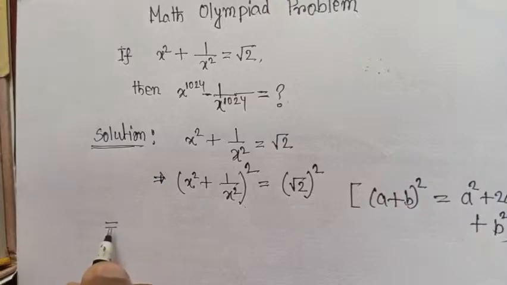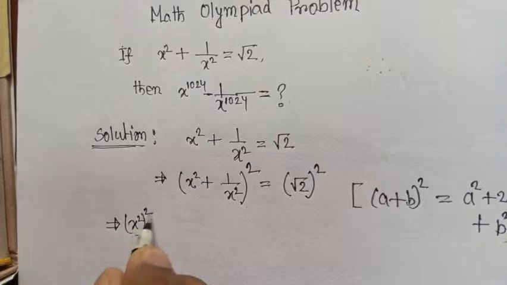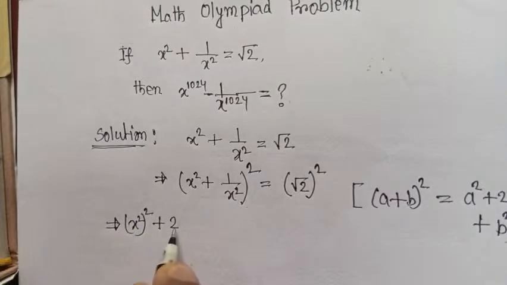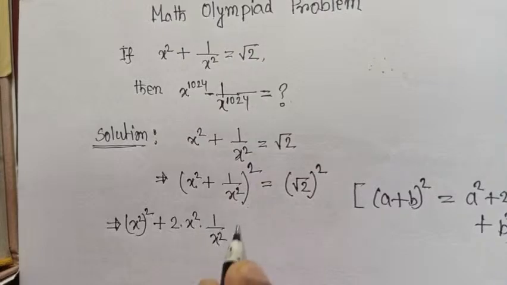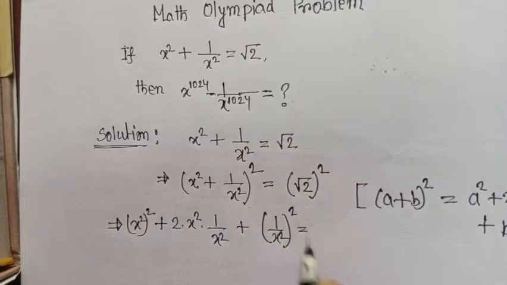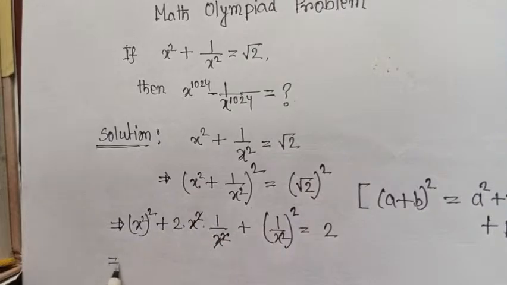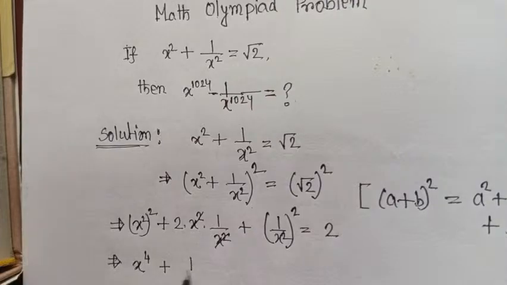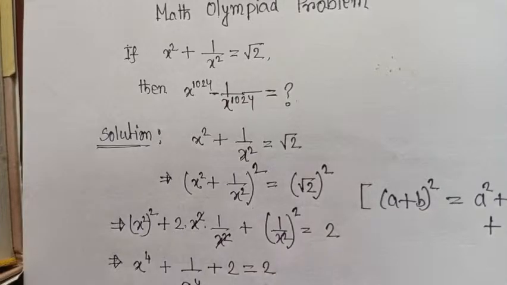Now if we expand this, we get (x square) whole square plus 2 times x square into 1 by x square plus (1 by x square) whole square equals 2. Now the x square and 1 by x square cancel out and the equation will be x to the power 4 plus 1 by x to the power 4 plus 2 equals 2.